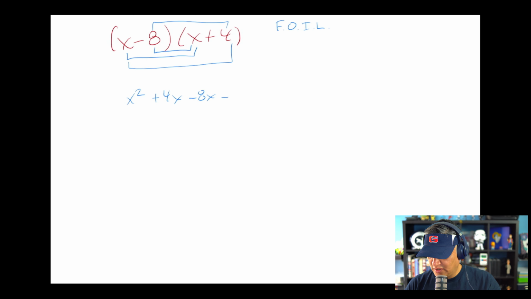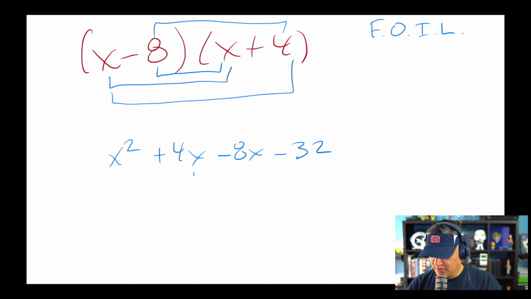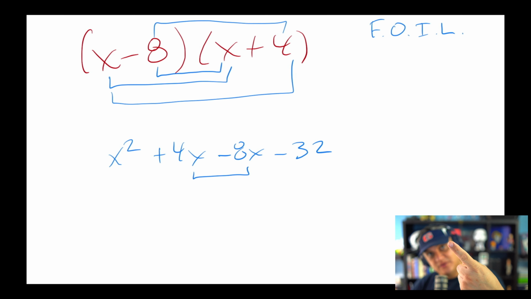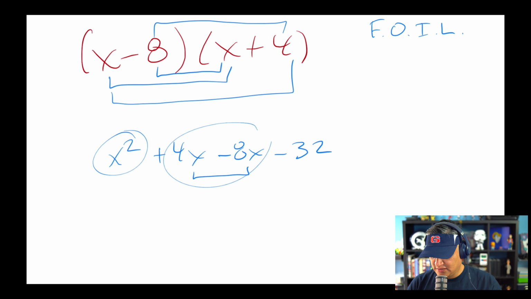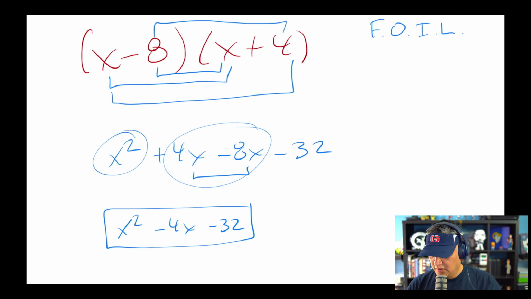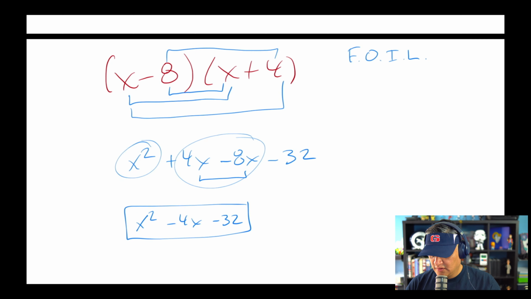Combine like terms. The ones in the middle are alike because they have the same variable with the same exponent. I cannot combine the x squared with the x's because that has a second power and this has a first power, so they are not like terms. So it says x squared plus 4x minus 8x is negative 4x, minus 32. So that's FOIL.